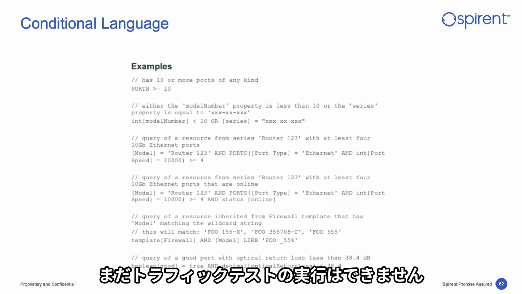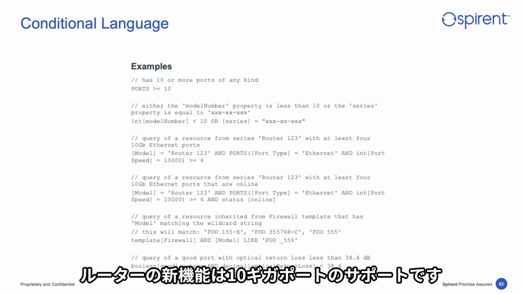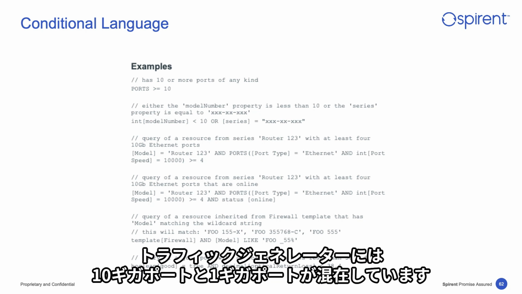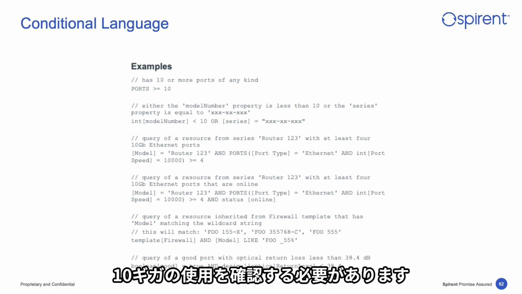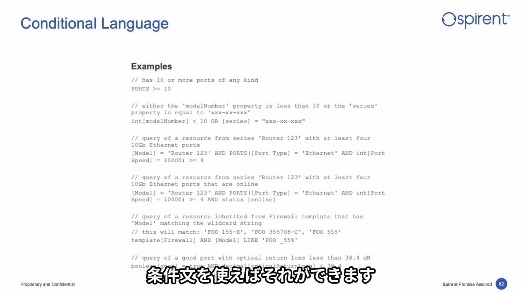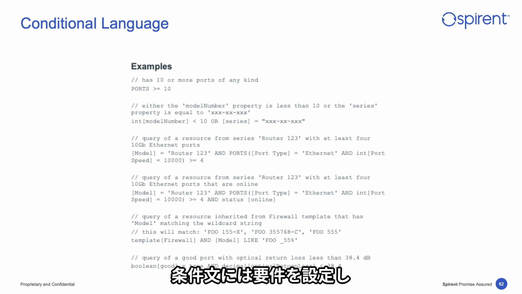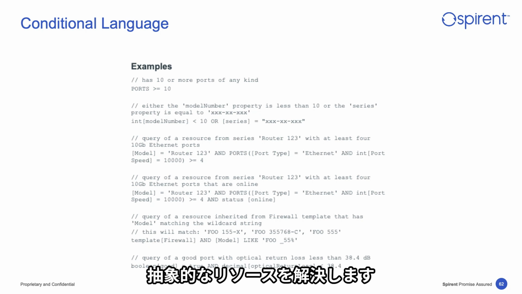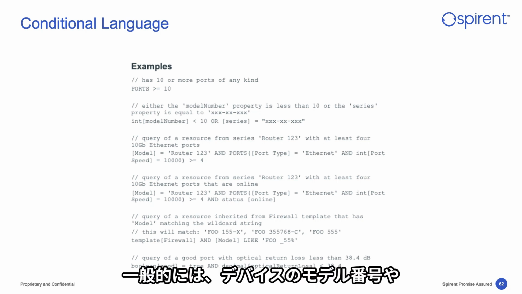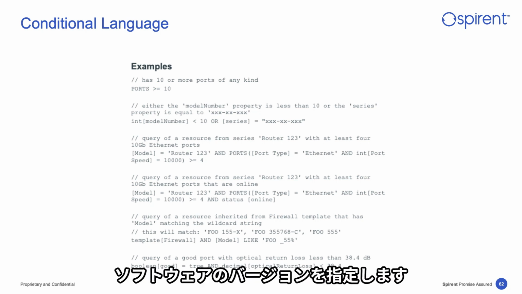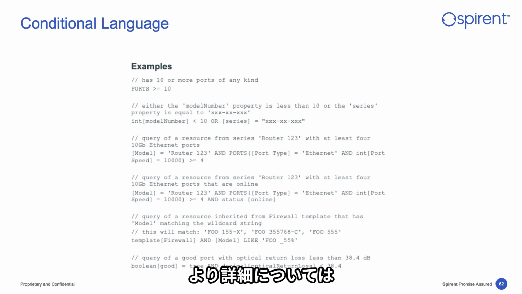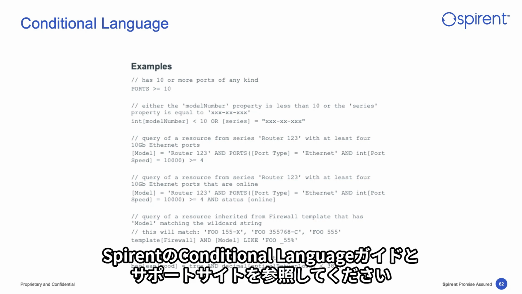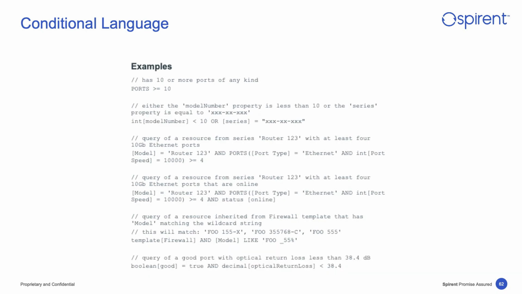We're not ready to run our traffic test just yet. One of our router's new features is support for 10 gig ports. Our traffic generators have a mix of 10 gig and 1 gig ports, so we need to make sure our abstract topology chooses the 10 gig. We can do that with conditional language. Conditional language lets you set requirements for how abstract resources will be resolved. Common uses include specifying a device's model number or software version. See the conditional language guide on Spirent's support site for complete documentation.